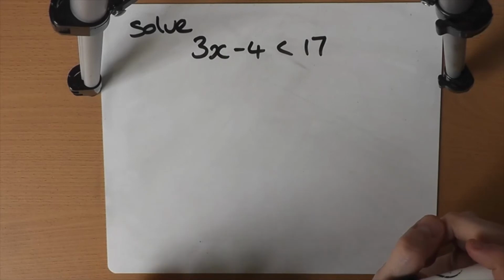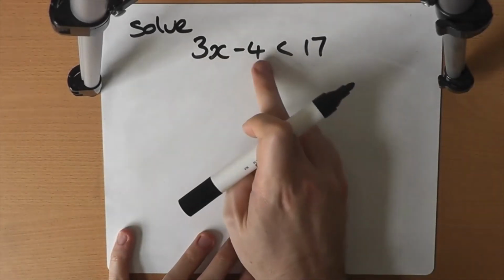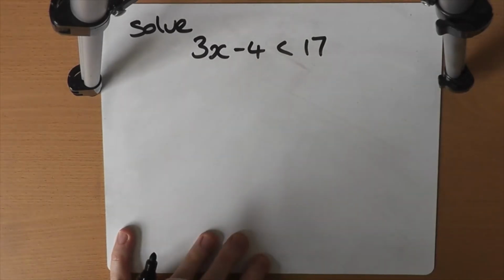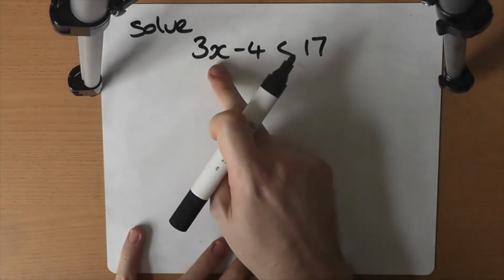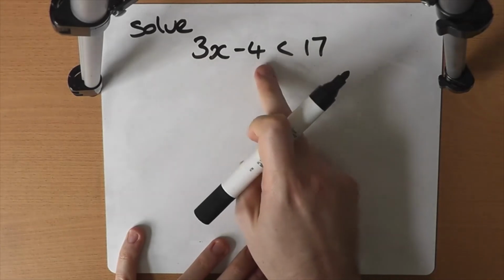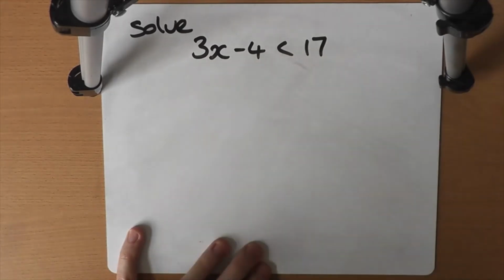Just to pick one out of thin air, 0. 3 times 0 is 0. Take away the 4 is minus 4. That is less than 17. But there are lots of values that won't work. Pick one out of thin air, 10. 3 times 10 is 30. Take away the 4 is 26, which is not less than 17. So 0 works, 10 doesn't.